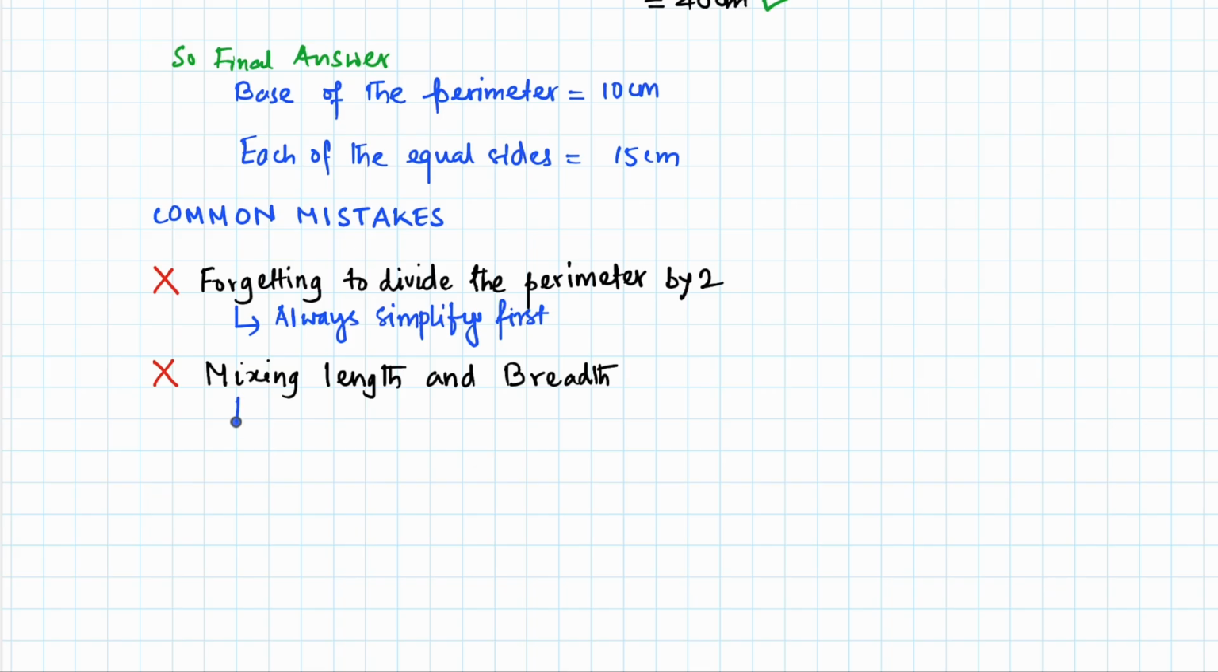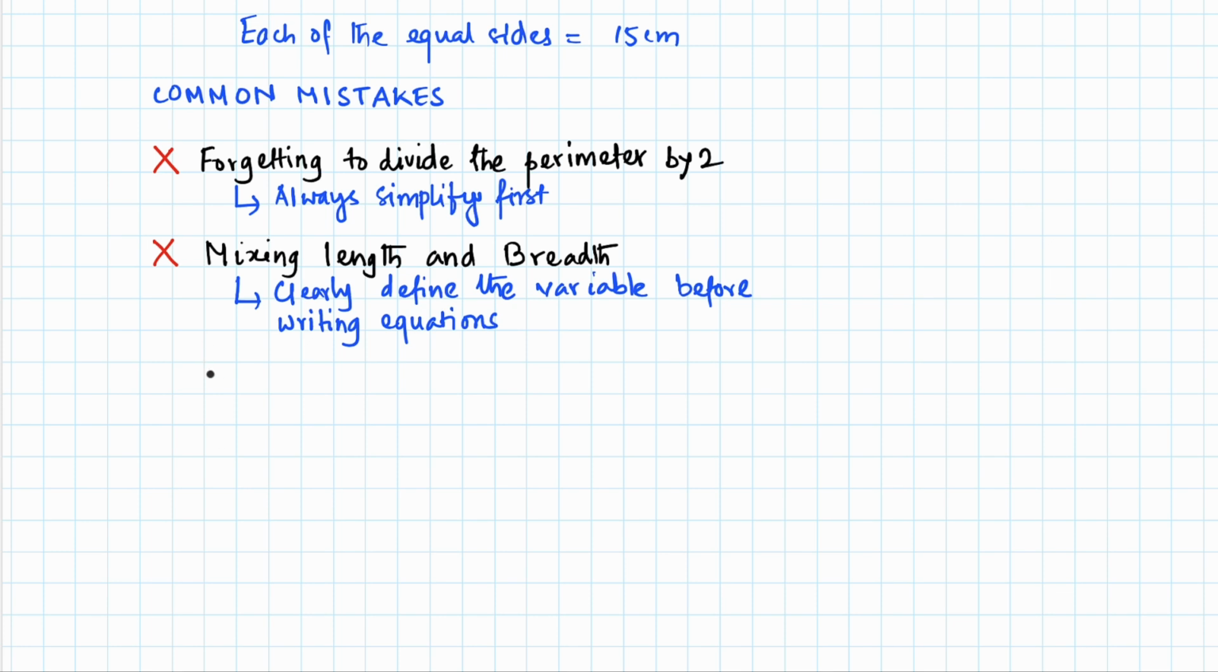So that division we sometimes miss. Then mixing length and breadth: whatever variable we have assumed, we have to define it properly and use it as per the problem given. We should not mix the length and breadth variables. So clearly define the variable before writing the equations. That is one important mistake we generally make when we solve this kind of problem.